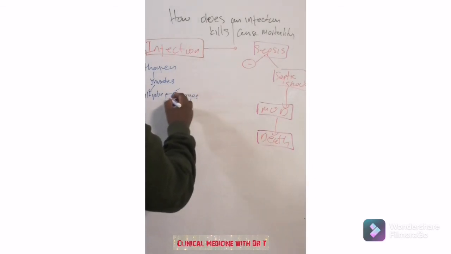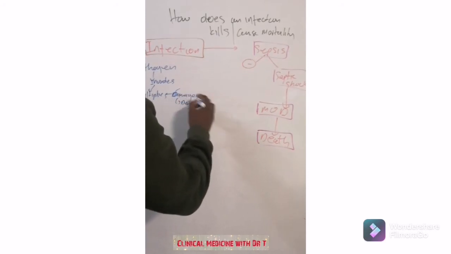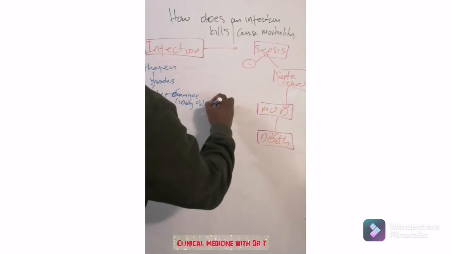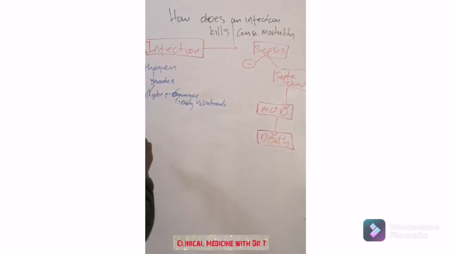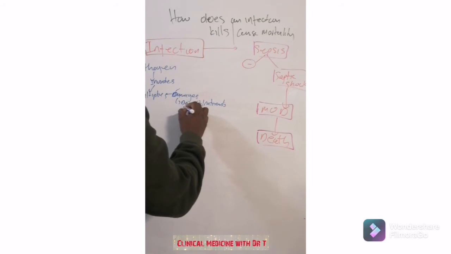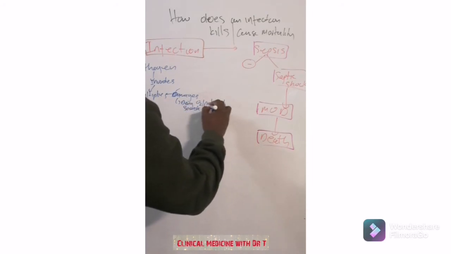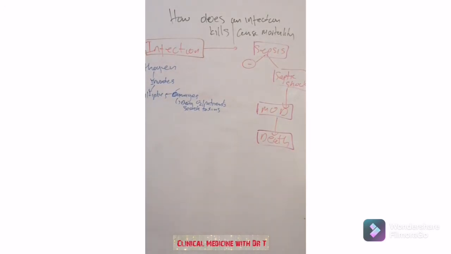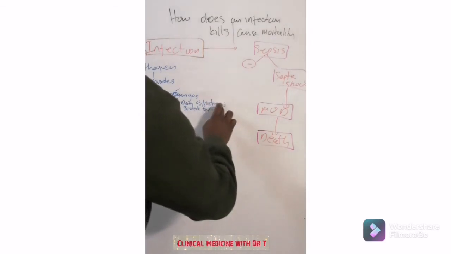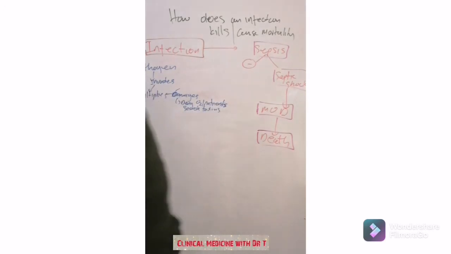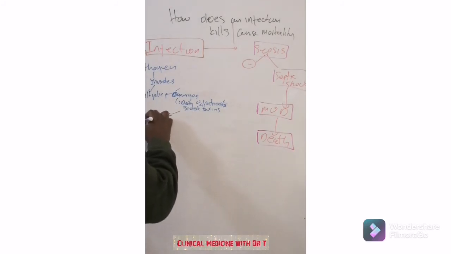Basically, they deny the body cells of oxygen and nutrients. They also secrete toxins. I'm sure there are other ways in which pathogens damage body tissues, which I'm not going to talk about here. So now you end up having damage to your cells.